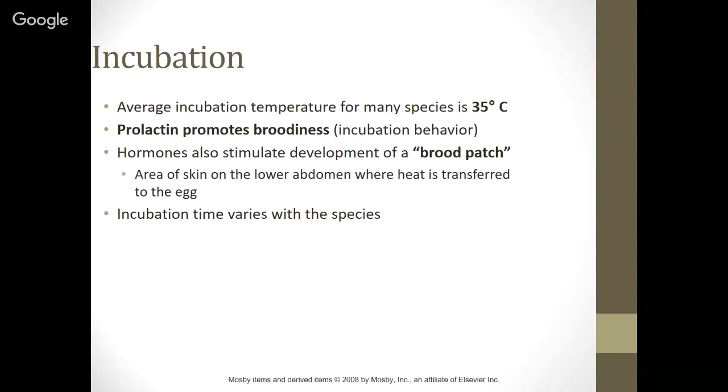Incubation. Average incubation temperature for many species is 35 degrees Celsius. Prolactin is a hormone that promotes broodiness, which is an incubation behavior. Hormones will also stimulate the development of a brood patch. This is an area of skin on the lower abdomen where heat is transferred to the egg. Incubation time varies with species.